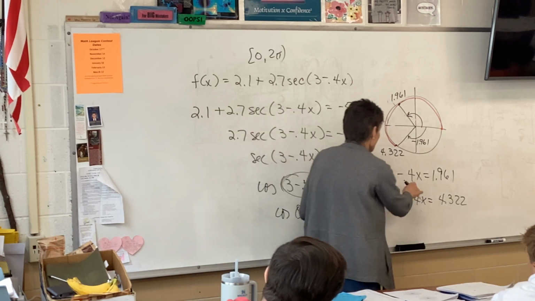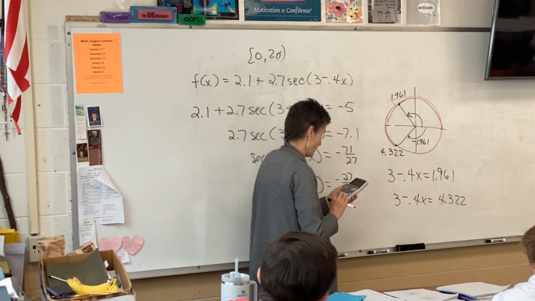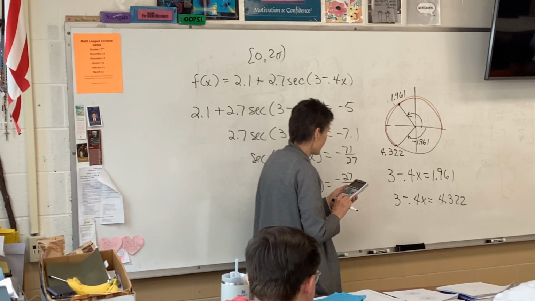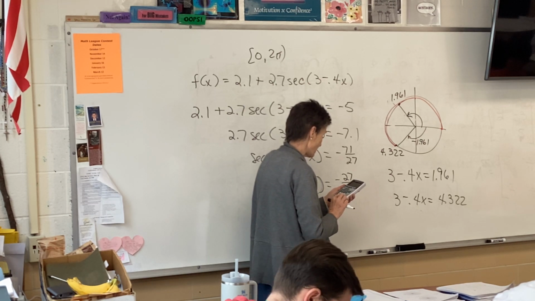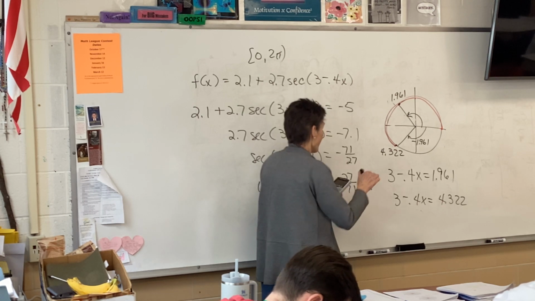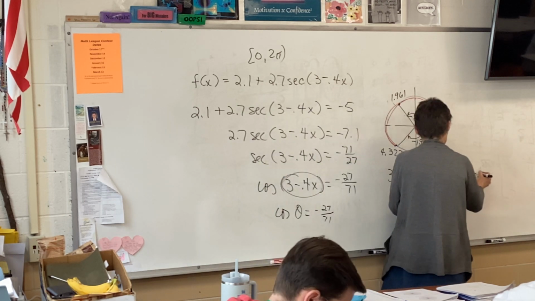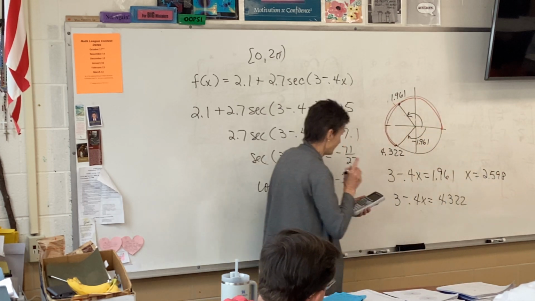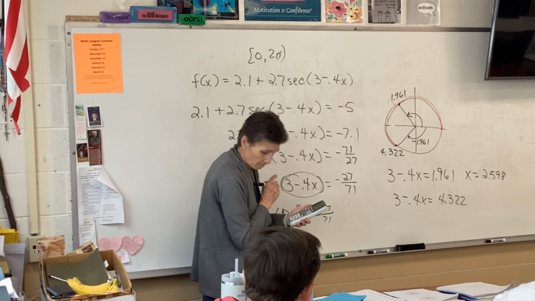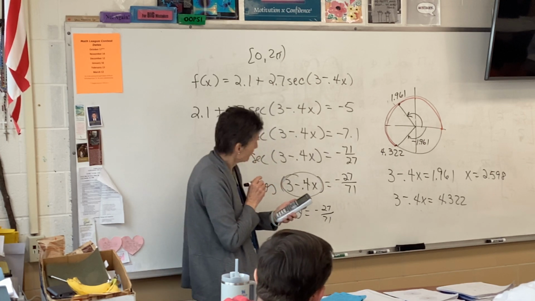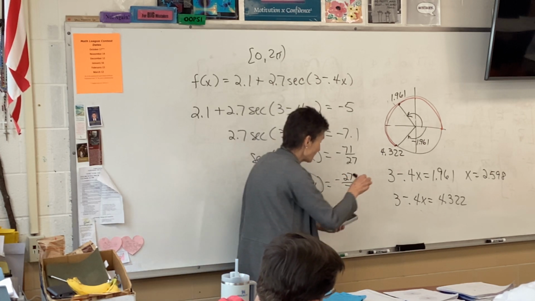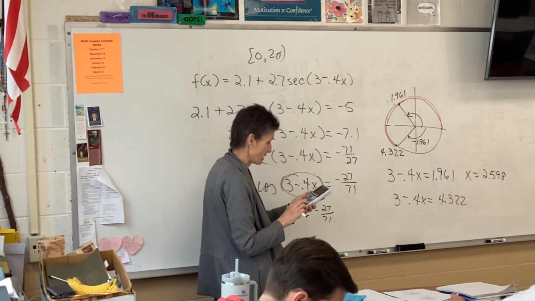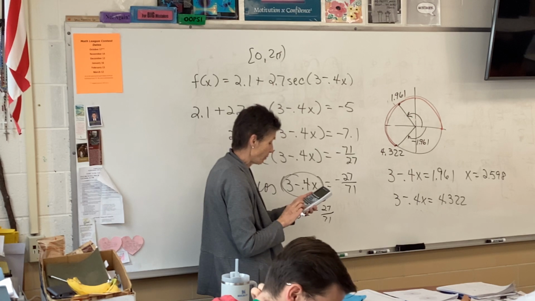So if I take this guy right here, 1.961, and subtract 3, and divide by negative 0.4, I get an x value for this one of 2.598, if I did that math right. Yeah. And then if I do the same thing here, 4.322 minus 3 divided by negative 0.4.